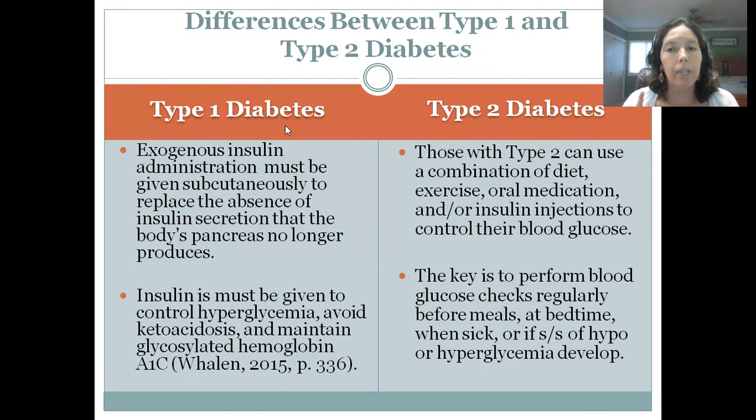So those with type 2 diabetes can use a combination of diet, exercise, oral medication, and/or insulin injections to control their blood glucose. So the key here is to perform blood glucose checks regularly before meals, at bedtime, when sick, or when signs and symptoms of hypo or hyperglycemia develop.